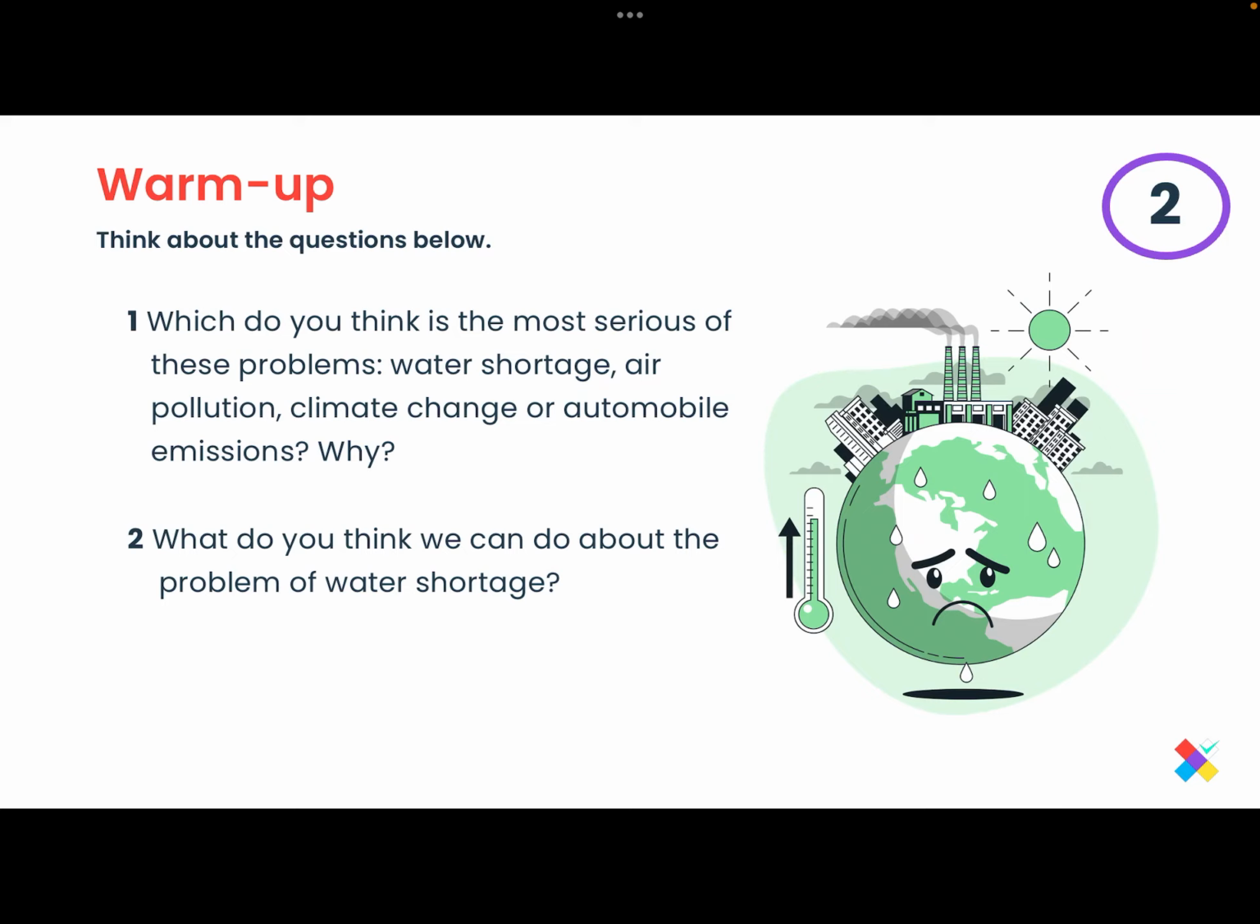So first, we have 2 questions for your warm-up, which is about the environment. Environment is a very common and popular topic that is going to be all over the exam in all modules, in reading and writing, listening and speaking. So here you've got 2 questions that I would like you to answer. You've got 2 minutes to do so. I think it's a little bit too much, but okay, let's have 2 minutes.